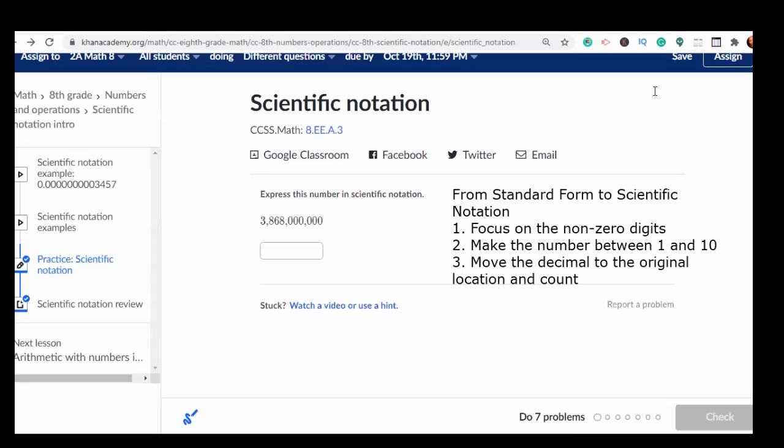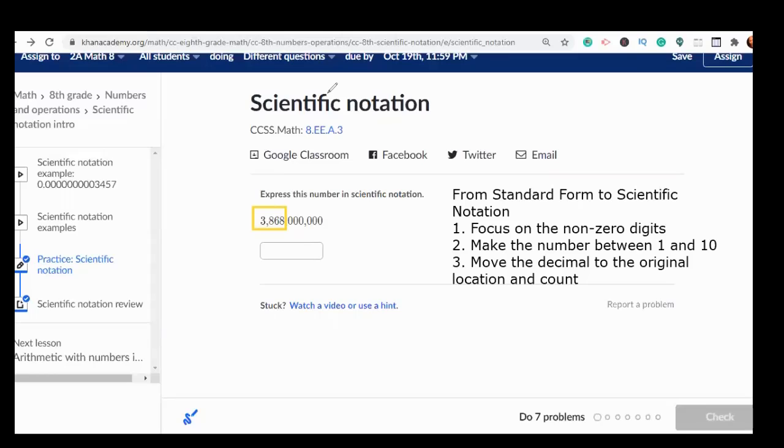So we have the notes here on the screen, the simple 3-step process to change a number from standard form into scientific notation. So the first thing you want to do is to focus on those non-zero numbers, or those digits that don't have consistent zeros. And so that would be, for this problem, 3868. So I'm going to focus my attention there.